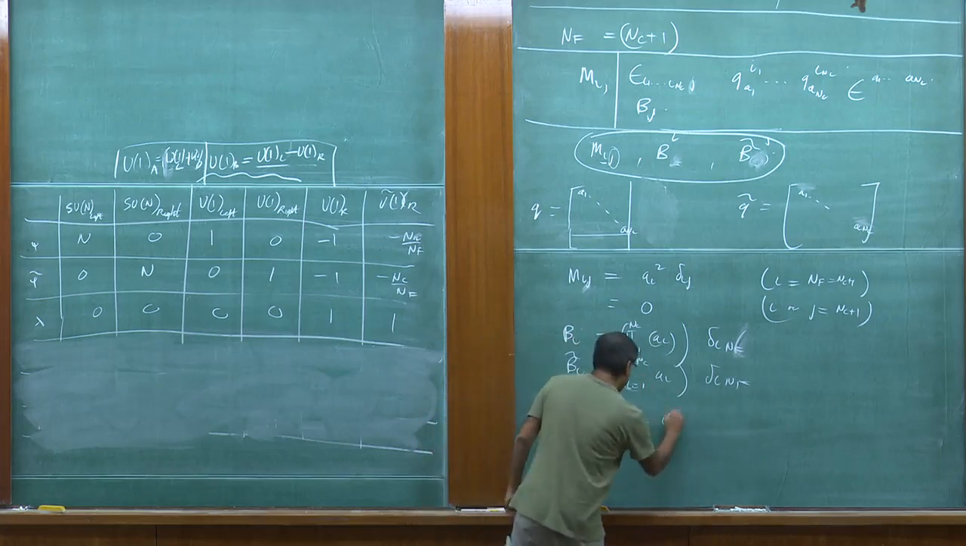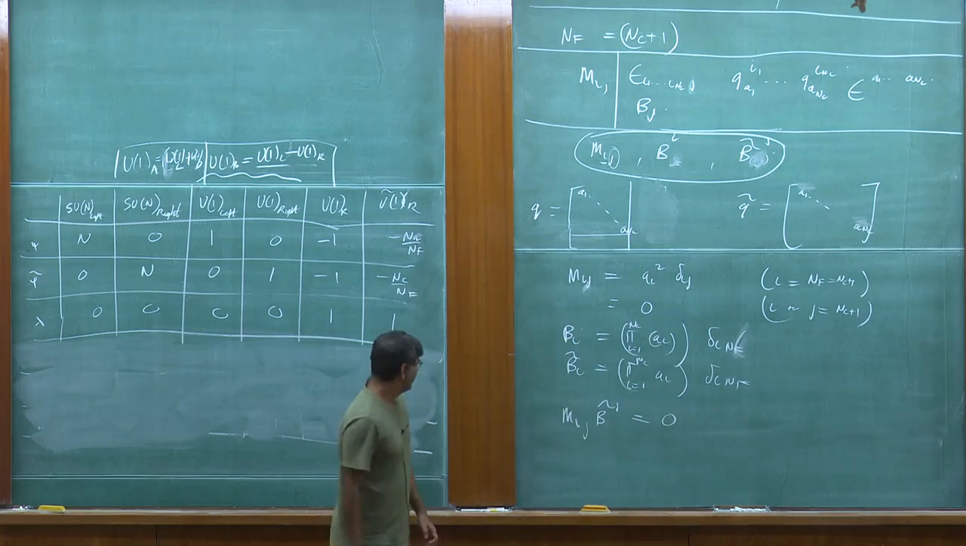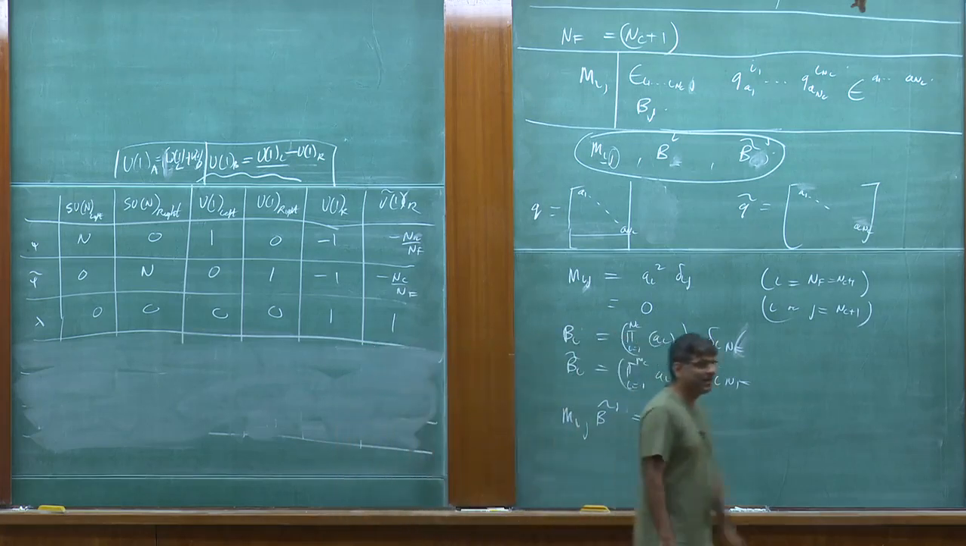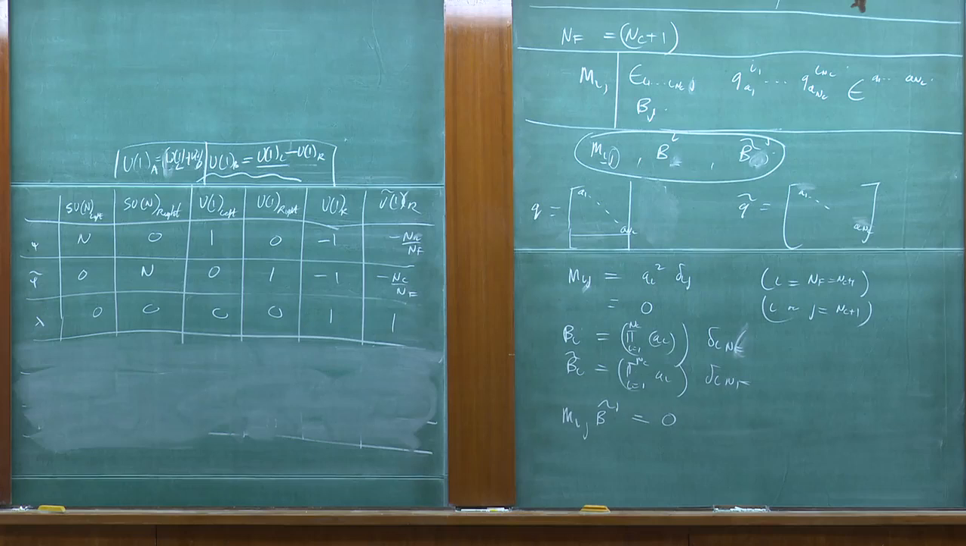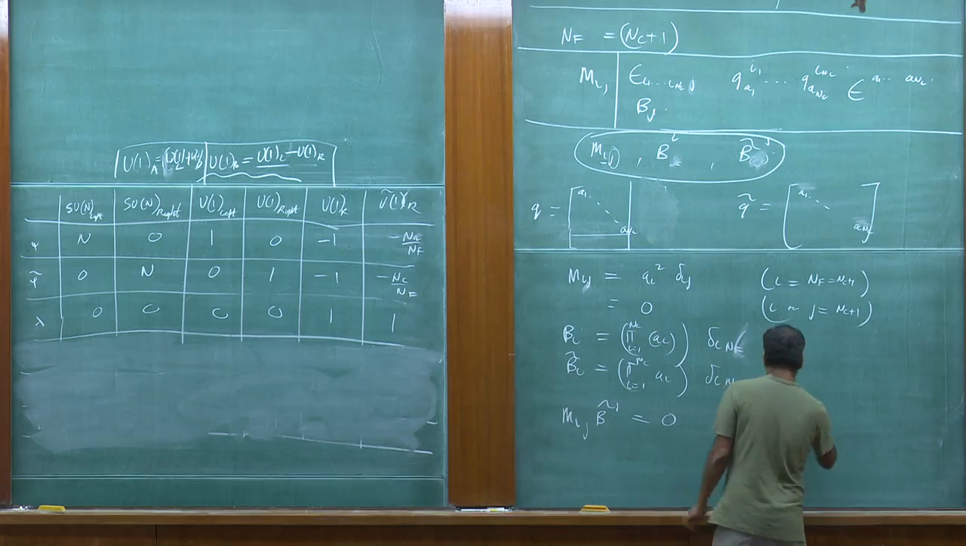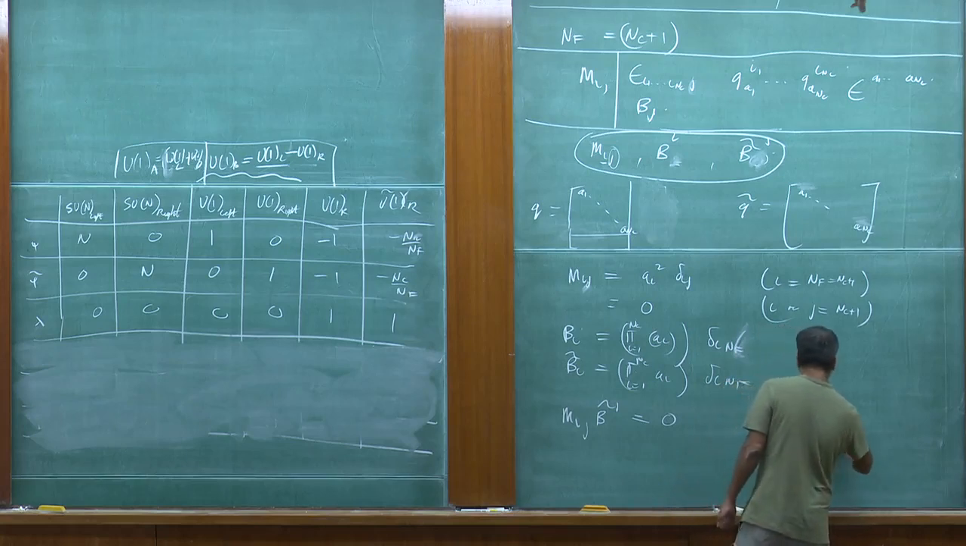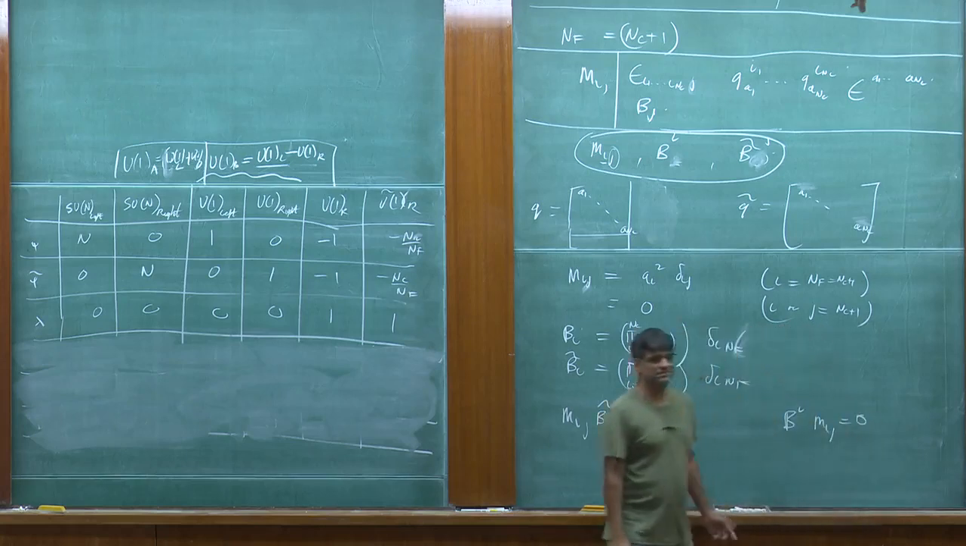Okay, this is equal to 0 because these M_ij's are non-zero only when none of the indices is N_F, but B is non-zero only when its index is N_F. Right? Similarly, B_i times M_ij is equal to 0 for the same reason.